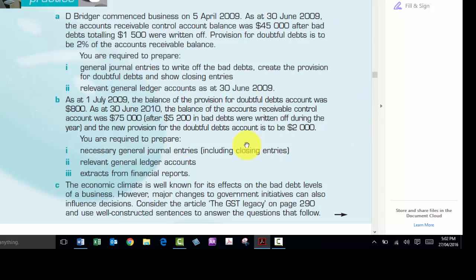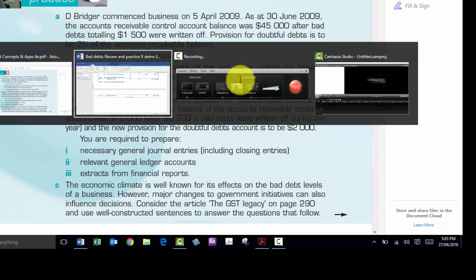In the next part, part B, we've got a complication where the provision for doubtful debts account was already existing at $800, so we provided last year. What happened this year is that $5,200 worth of bad debts were written off, which included this $800. So in the first instance, we have to reverse the $800 before we put in the new provision of $2,000. You'll note that we've just been given that amount rather than having to calculate it like we did in the previous example. So let's do the general journal entries for that.